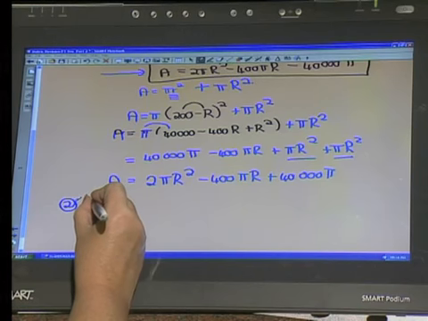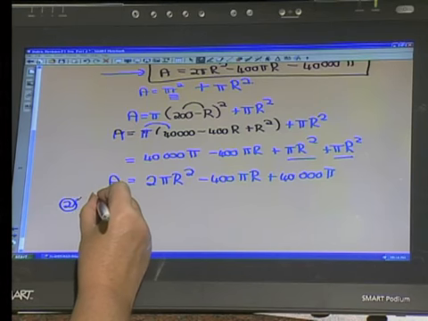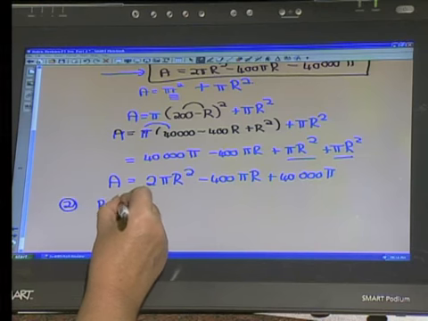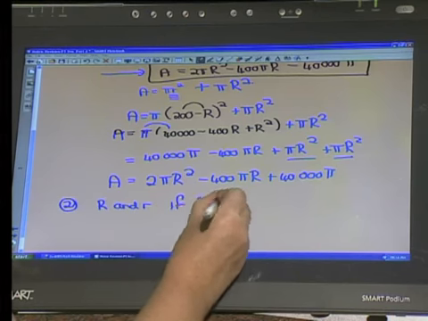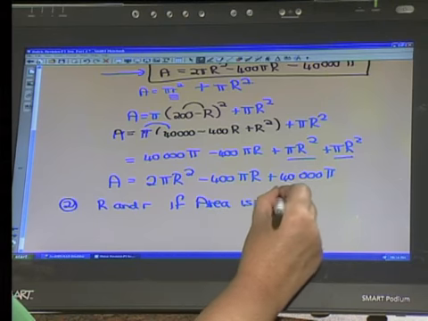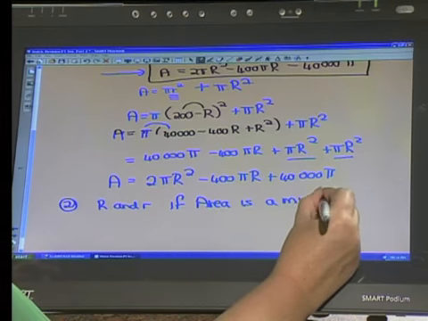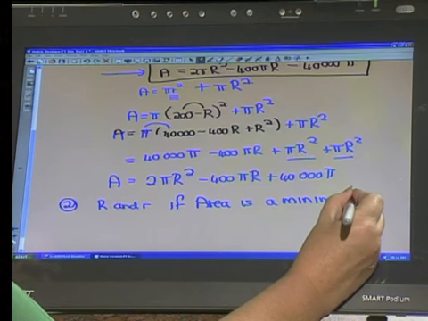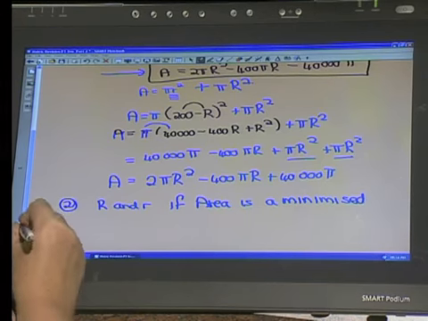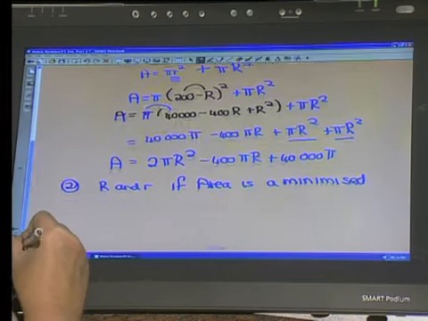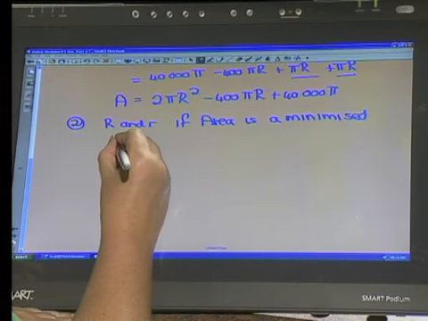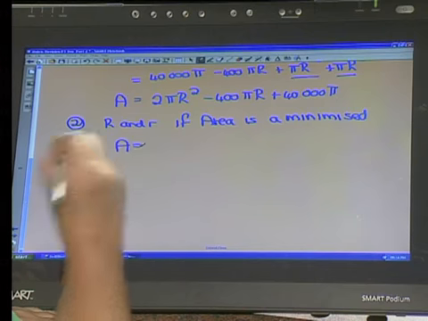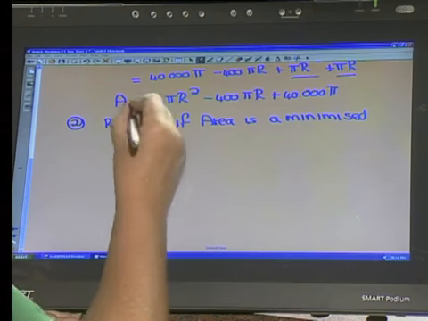Now, the second part of the question asks you to find the value of big R and little r if the area is minimized. Okay, now as soon as we hear the word minimized, what section do we think of? We think of calculus, you agree? Yes, calculus. So how do we find the derivative of this?